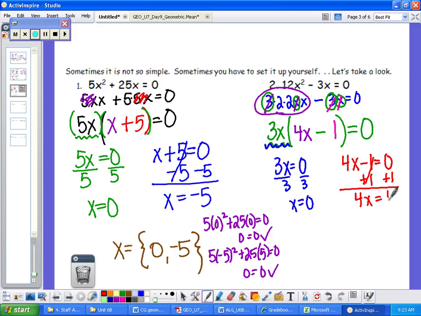4x equals 1. How do I solve? Divide by 4 and divide by 4. X equals 1/4. So, don't forget your final answer, or the solution as we'll call it from here on out. 0, 1/4. Great job!